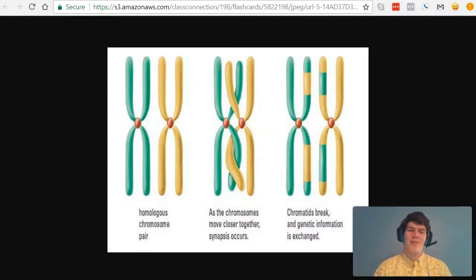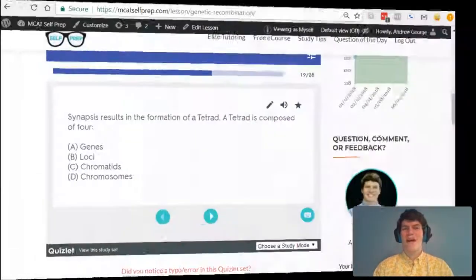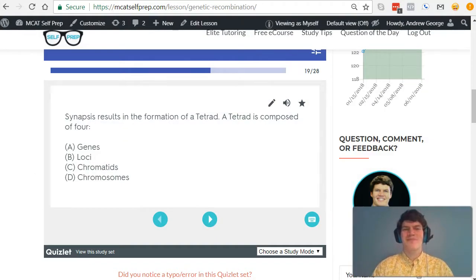During meiosis, two homologous chromosomes will come together and they will cross over. We call this synapsis. And we call this structure of crossed over chromosomes a tetrad. With that background, let's take a second look at the question.